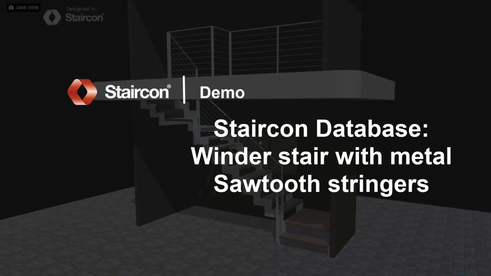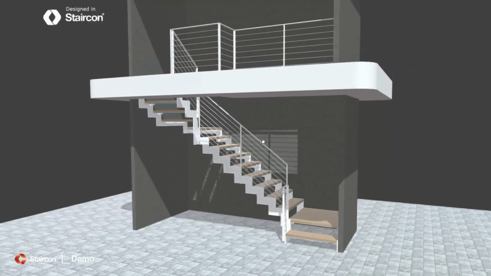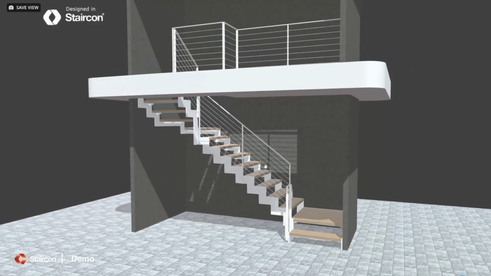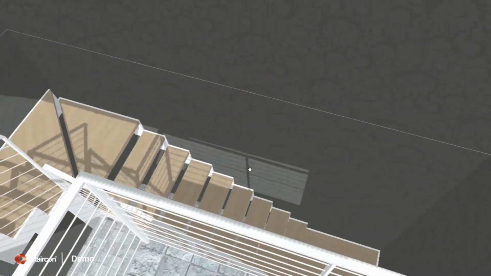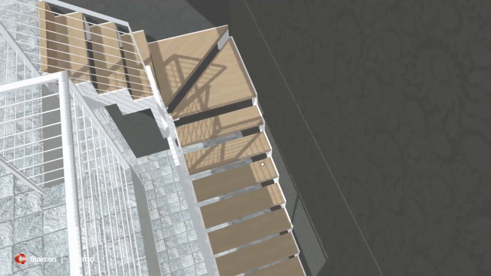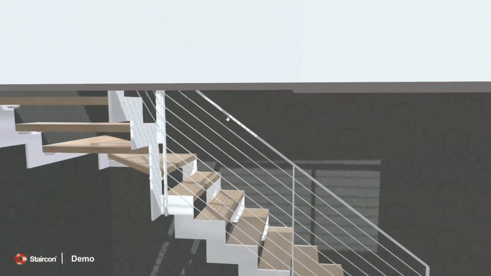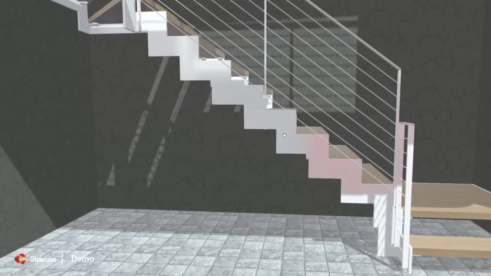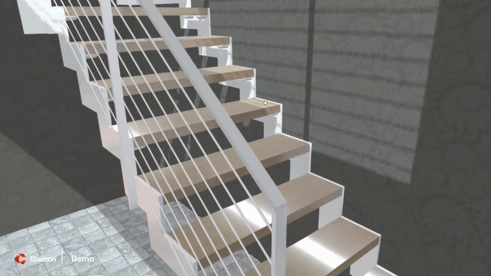So in this demo we will show you how to create this stair. This is a stair with a landing and with a winder box. We will create it with the function create winder stair, and we show you here the model that is set up with stringers that are made out of metal and have a sawtooth shape, and also some cables you see here going up and around.